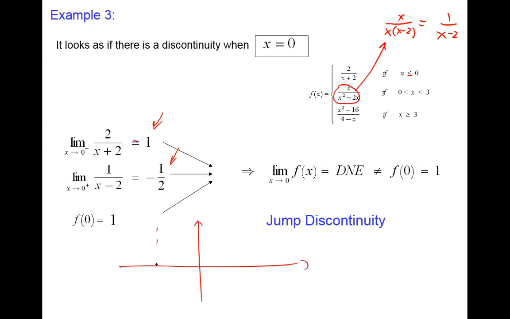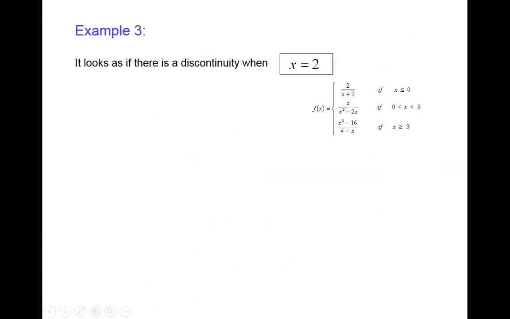That's what we have. At -2, the graph was like that. At 0 from the left, the function is approaching 1, and it's also the value. And from the right-hand side, the function is approaching -half. I'm trying to get the graph. Okay, you can see. I took 1 from the left, -half from the right-hand side, and 1 as a value. Okay, let's keep working.